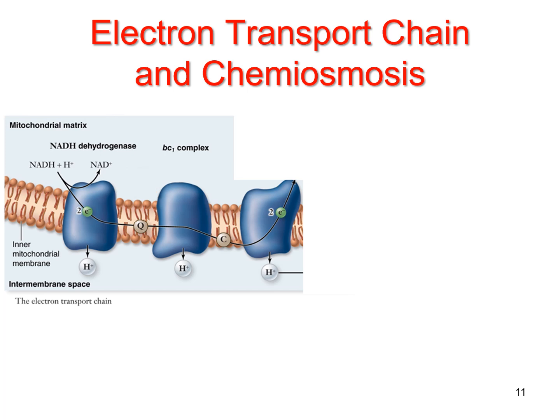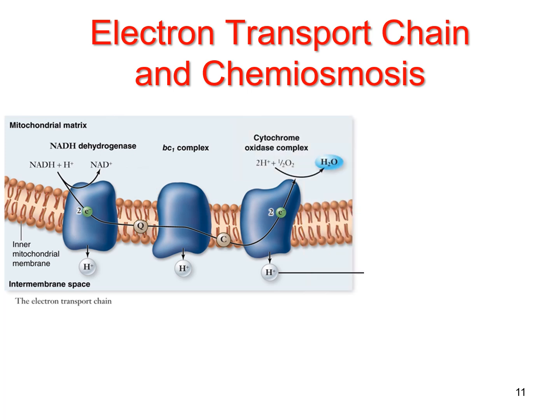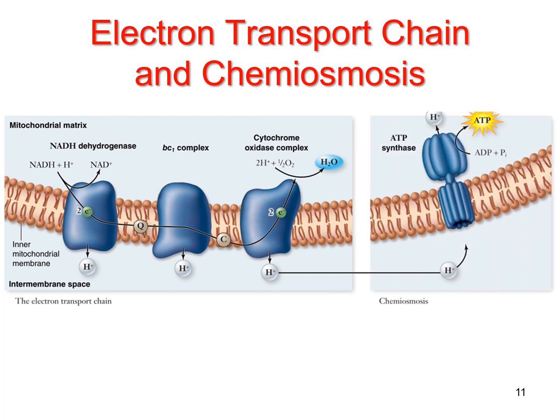The final electron acceptor is oxygen, which then picks up two hydrogen ions and becomes water. The electrons transferred from protein to protein drive an increase in the hydrogen concentration within the intermembrane space. These hydrogens diffuse back through the ATP synthase protein, resulting in the formation of ATP, the process known as chemiosmosis. So, for every NADH entering the electron transport chain, 3 ATPs are made.